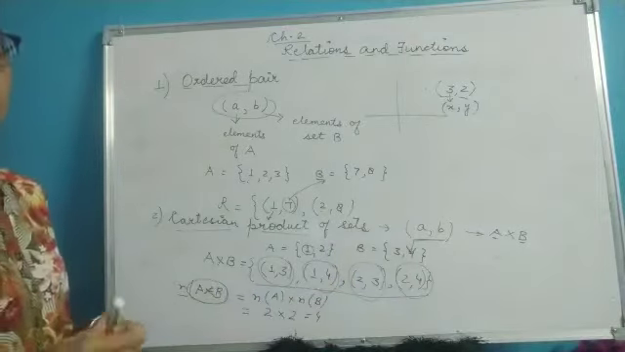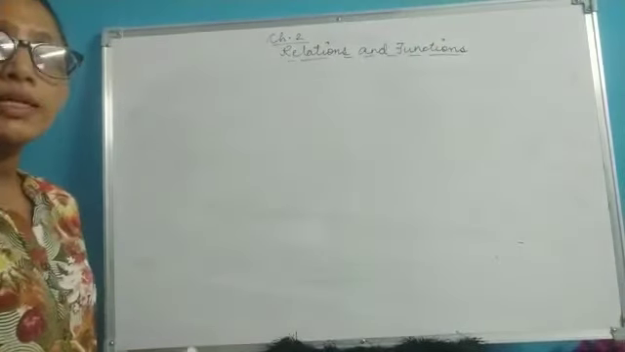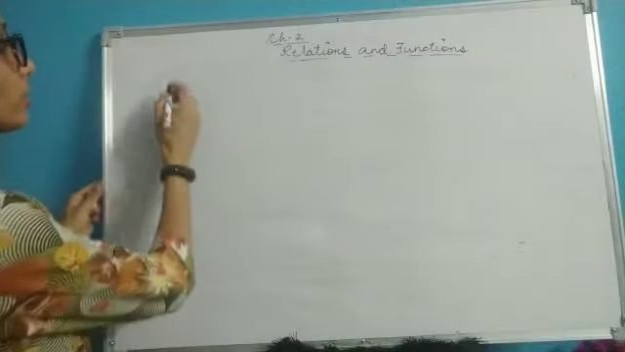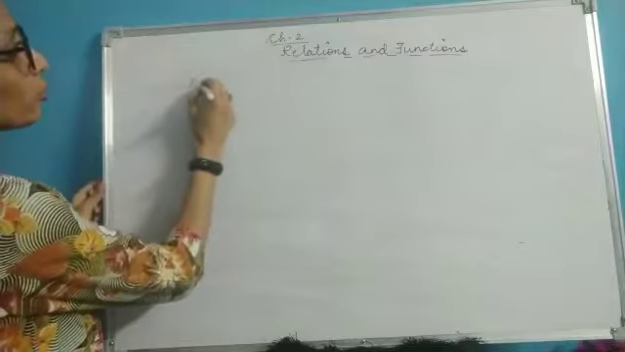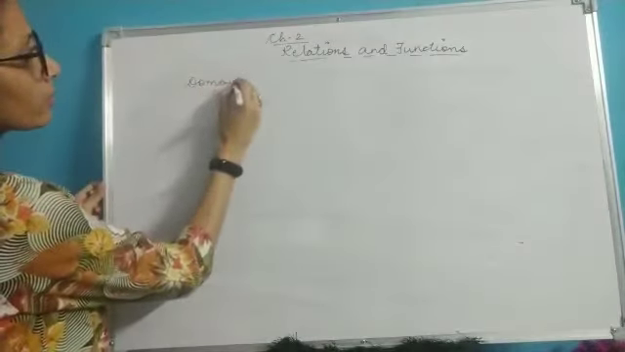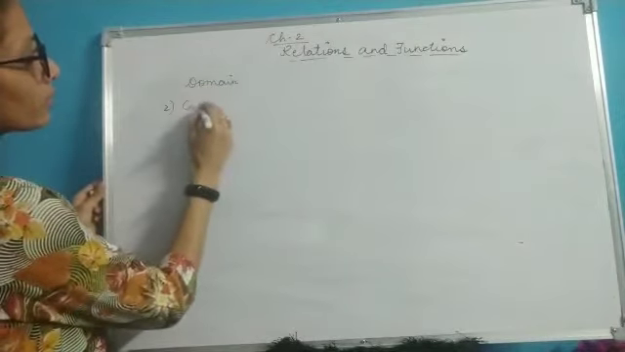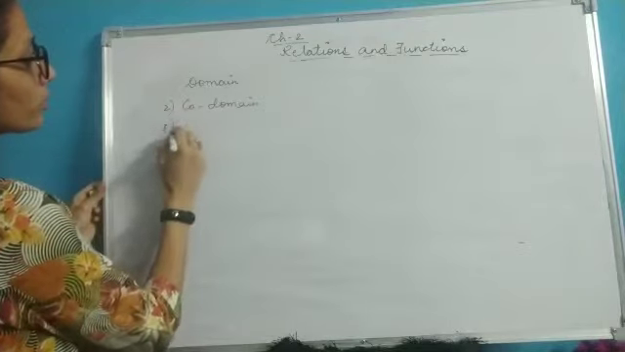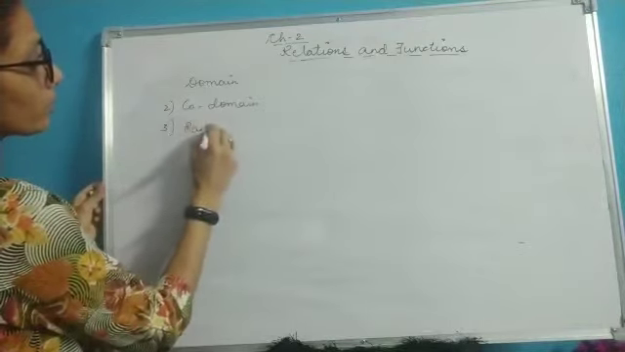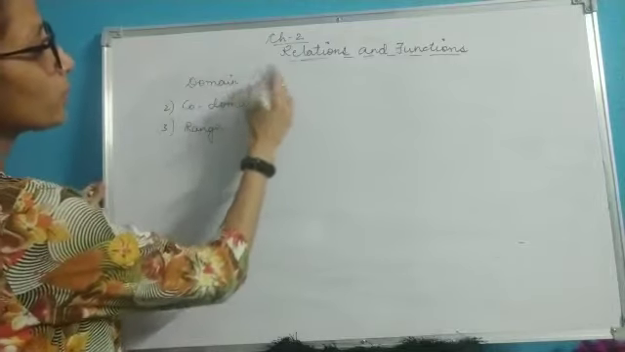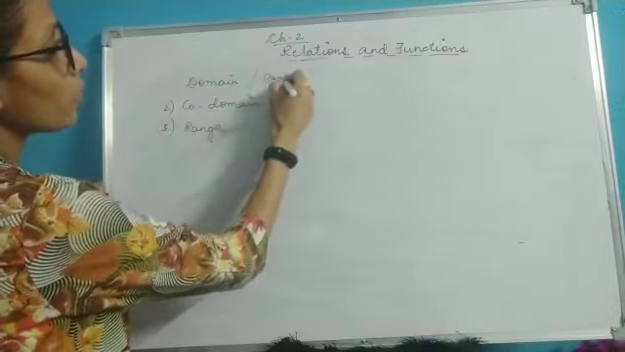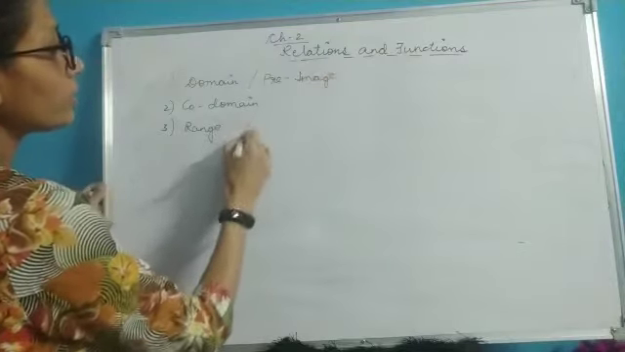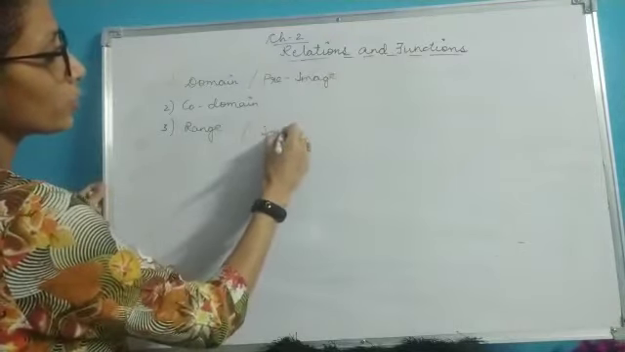Now children, let's talk about the very important terminologies which are domain, codomain, range, and yes, of course, domain can be called the pre-image and range can be called the image.